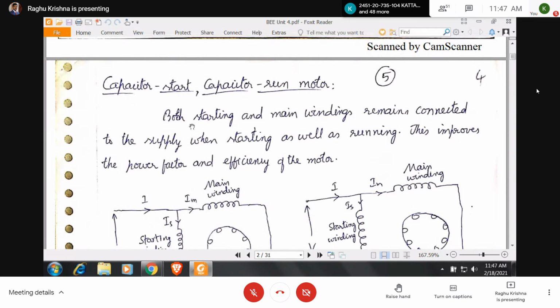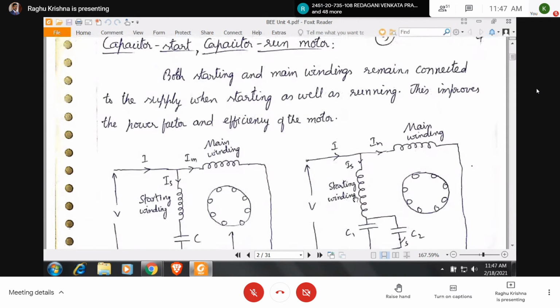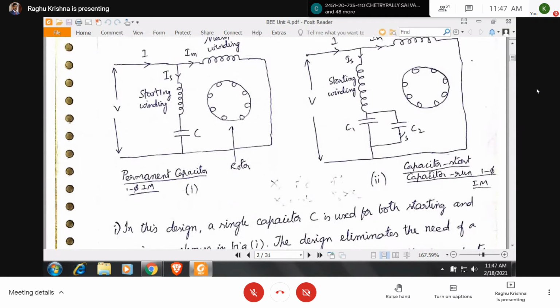See some points here. Both starting and main windings remain connected to the supply when starting as well as running. This improves the power factor and efficiency of the motor. See here the starting winding and main winding. These points are about the capacitor start, capacitor run, single phase induction motor.